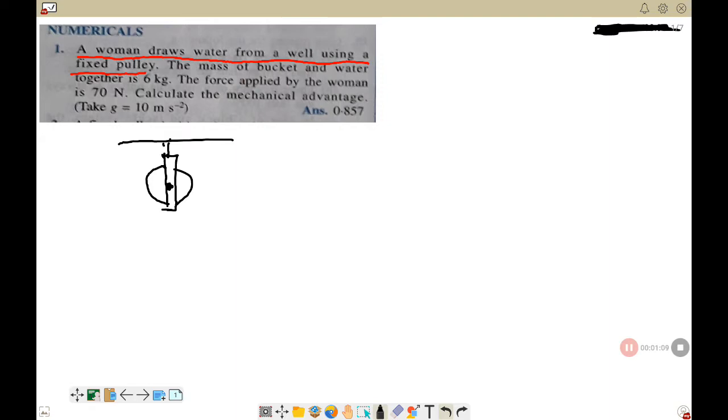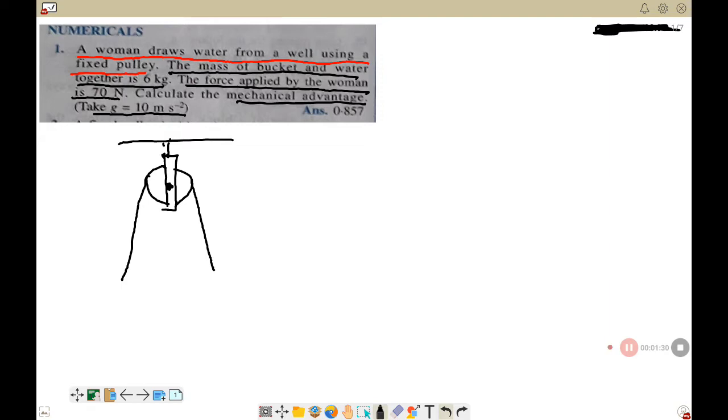Then the mass of the bucket and the water together is 6 kg. The force applied by the woman is 70 Newton. Calculate the mechanical advantage and take g equals 10 meter per second square. So here, there's a woman who is trying to get water, and here we have the bucket, and the bucket plus water, and the mass of them together is how much?